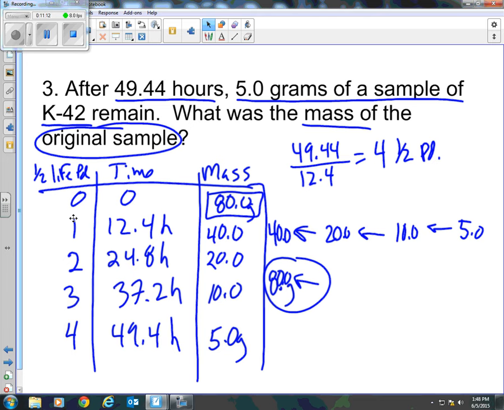Either way, you just have to do a little extra step with it. You have to figure out how many half-life periods you'd have when you're looking for the original sample. I personally prefer the chart method because you can use it for any half-life problem that you're going to get, but I wanted to show you that there's 2 ways of doing this.